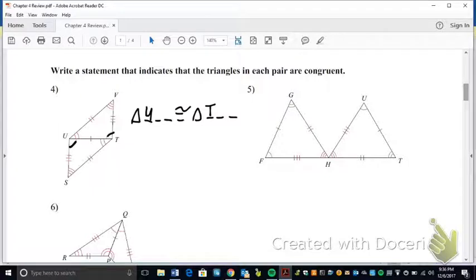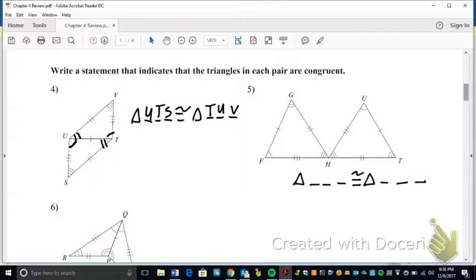Do the same thing with the 2 arcs. U on the top, T on the bottom. TU. 3 marks, S and V. So there we go. UTS is congruent to TUV. Repeat that process for 5 and 6.